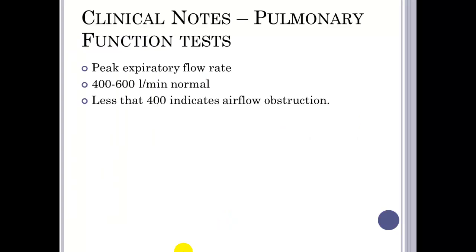Pulmonary function test. Peak expiratory flow rate, which is the amount of expiration that you can move across a certain area whenever you're expiring air, should be about 400 to 600 liters per minute. Less than 400 pretty much indicates airflow obstruction, and this would be a reactive airway disease. Things like asthma, COPD, which we'll talk about in just a little while. Things like that, where your lungs start acting like a roach motel. Air checks in, but it doesn't check out.